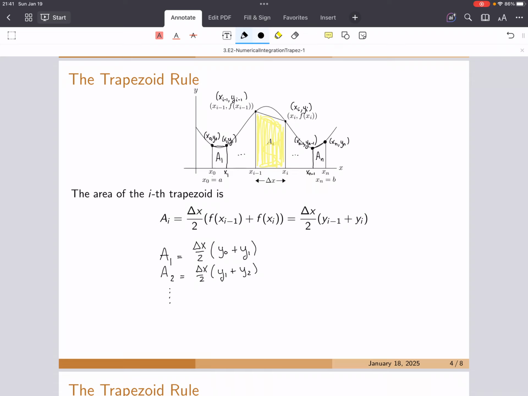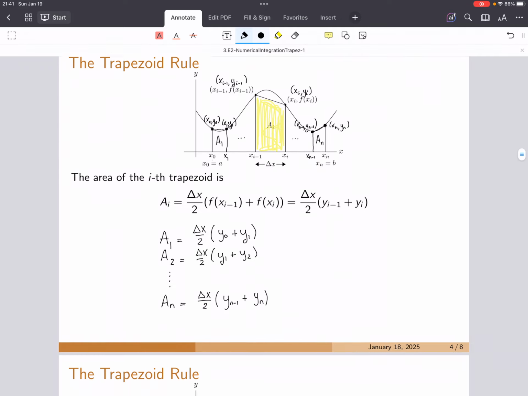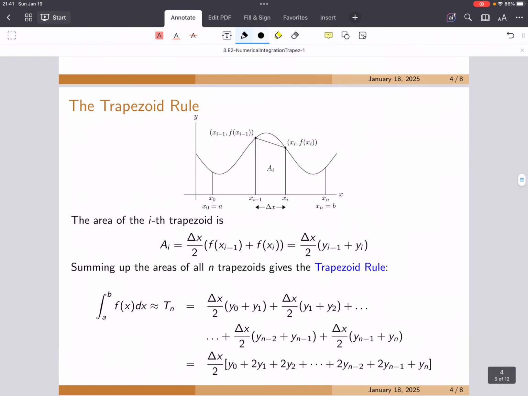And you can, of course, keep going until the very end. The last trapezoid, its area is delta x divided by 2. We need to have the two heights, so it would be y sub n minus 1 plus y sub n. Okay, we're looking at the last two y values for the function on the subinterval, so at x sub n minus 1 and at x sub n. Okay, and now we need to sum up all of these areas, of course. So we've done that on the next page already.